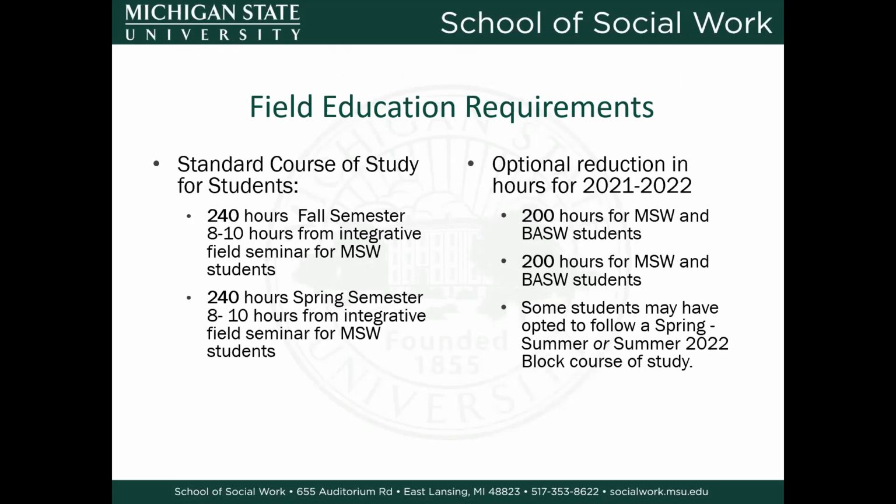So for our requirements, our students typically do 240 hours in the fall and in the spring. MSW students are in that field integrative seminar for 8 to 10 hours, and that's for both semesters. Those hours count toward field. CSWE has allowed for a reduction in field hours, and so this year, all of our students will be in field a minimum of 200 hours. They have to show competence though in that time. The standard course is for them to do 240. If they need to drop to 200 with your approval, that's a possibility as long as they're able to demonstrate competence across all 9 competencies during that time.